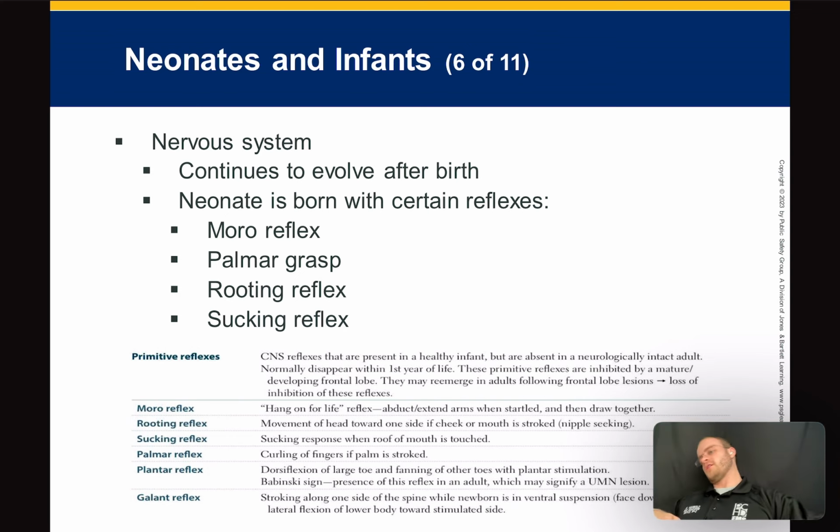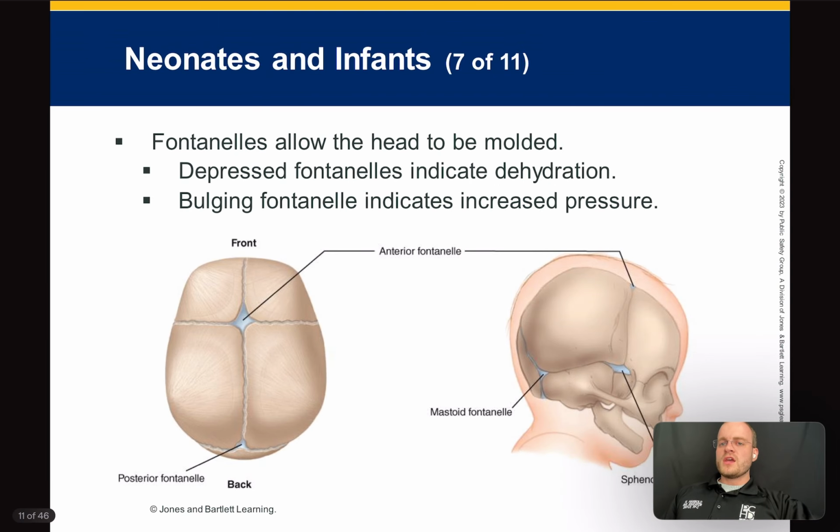There's the Gallant reflex. It's where you stroke their spine and they'll kind of turn. There's all these different reflexes out there. I wouldn't spend a whole lot of time memorizing these. Babinski reflex is probably the most commonly used one in EMS and tested on, which is the plantar reflex. So just be aware of that, okay?